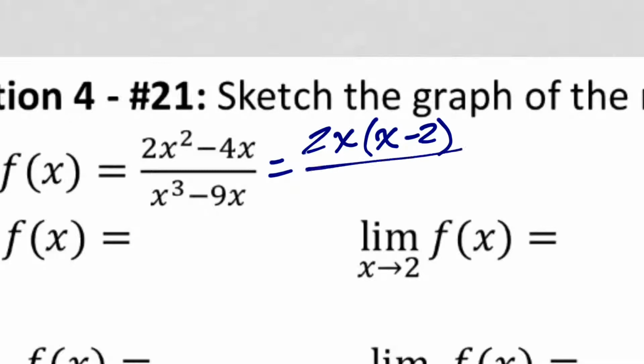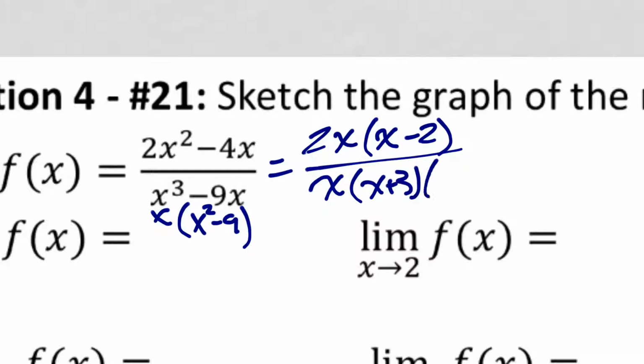So that's good. In the bottom, we're going to pull out an x. And what would we be left with? If we pulled out that x, we'd be left with an x squared minus 9, which is a difference of squares. So x plus 3, x minus 3 right there.